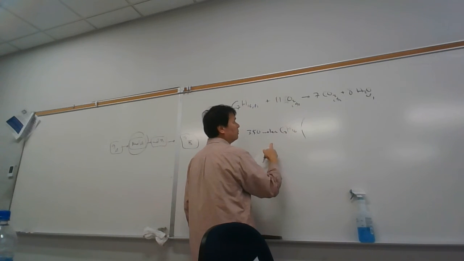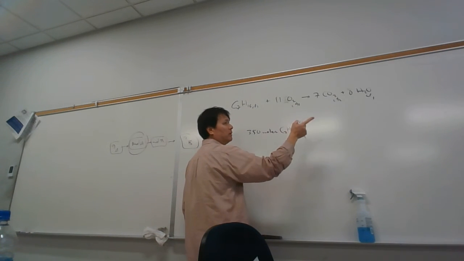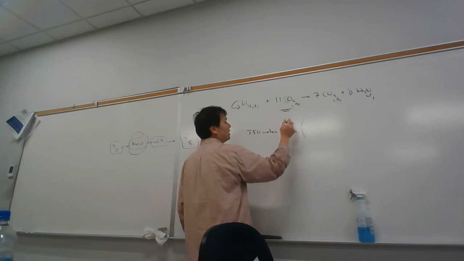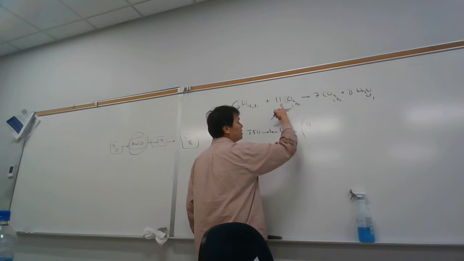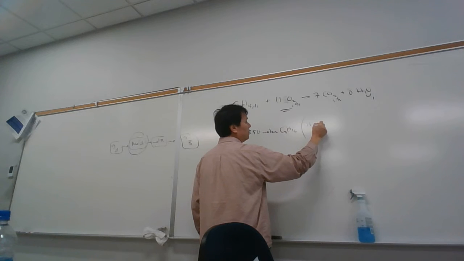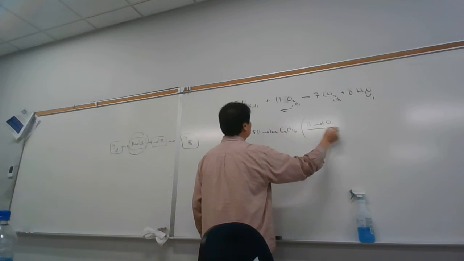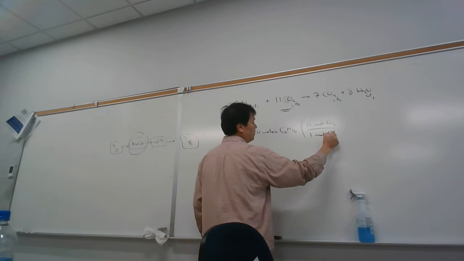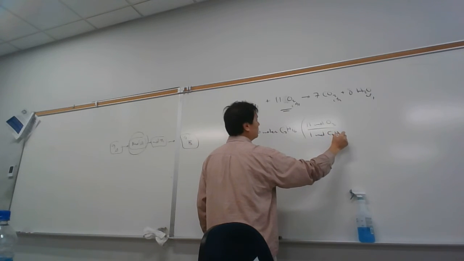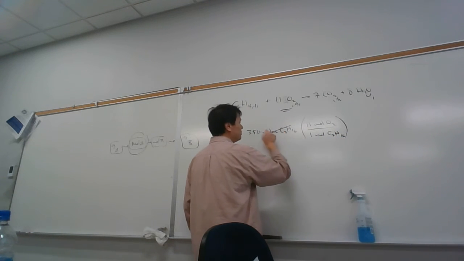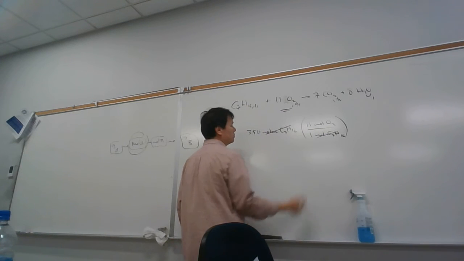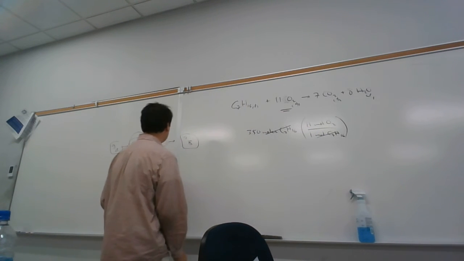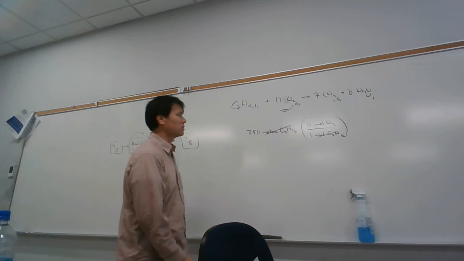And then we'll do a mole to mole conversion. They want how many grams of oxygen, so B is going to be oxygen. And the mole ratio is going to be 11 moles of oxygen for every 1 mole of heptane. And so moles of heptane cancel. That leaves us with moles of oxygen. But we don't want to stop there. We're going to go to grams of oxygen.